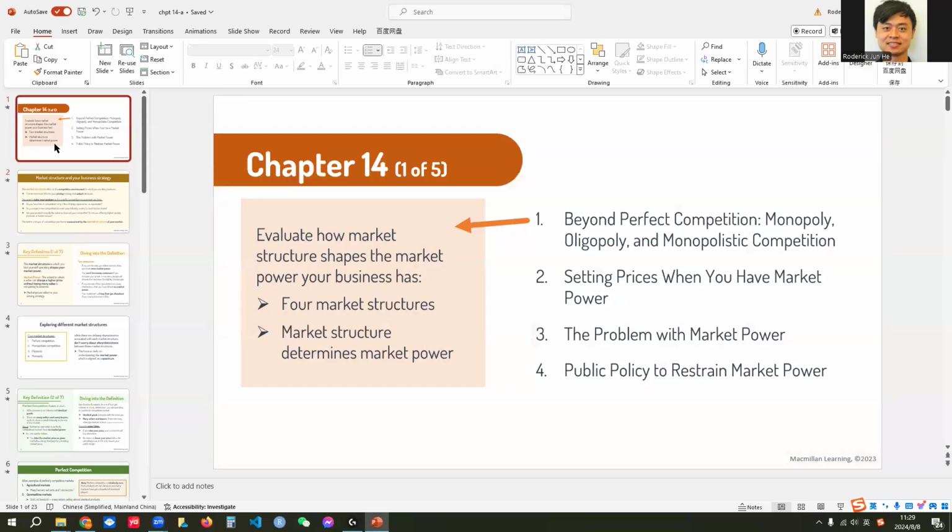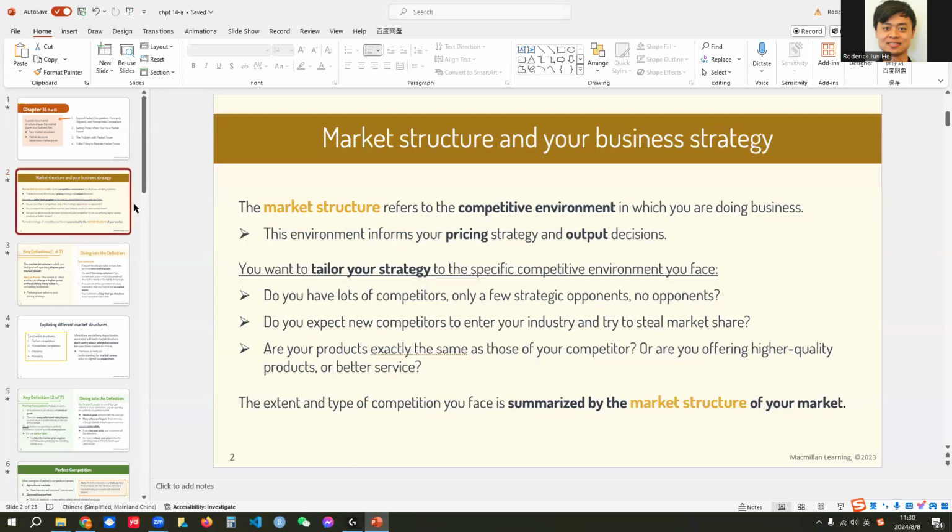So we're in chapter 14, market structures. Market structure refers to the competitive environment in which you're doing business. Basically, it is the roof under which you are operating your business, your firms. So you should make your pricing strategy and output decisions according to where your firm is situated.